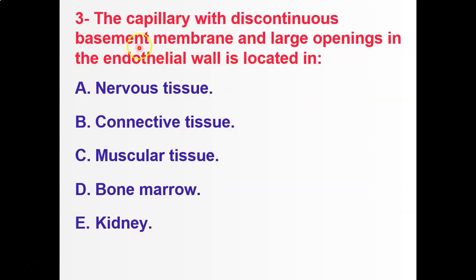Capillary with a discontinuous basement membrane and large openings in the endothelial wall is located where? You will think the discontinuous basement membrane and large openings indicate the sinusoidal type. Sinusoidal type is present in the bone marrow. Yes, exactly.